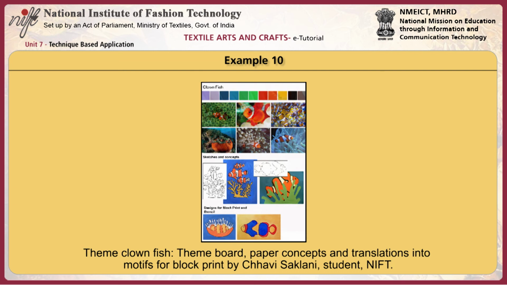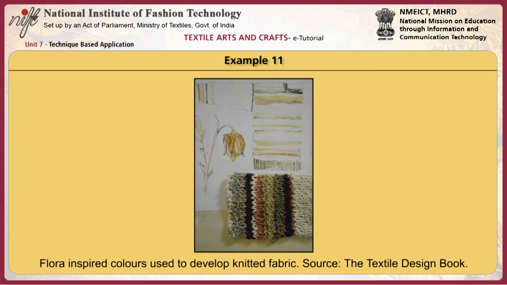Here, a clownfish has been taken as an inspiration and made as a mood board. Next, a lot of colored sketches were tried out to interpret the theme. Some sketches were refined further and developed into block print motifs. Here, a tulip flower was taken as an inspiration and sketched using watercolors. The colors of the flowers were then used to make a knitted fabric which could be used for a cardigan.